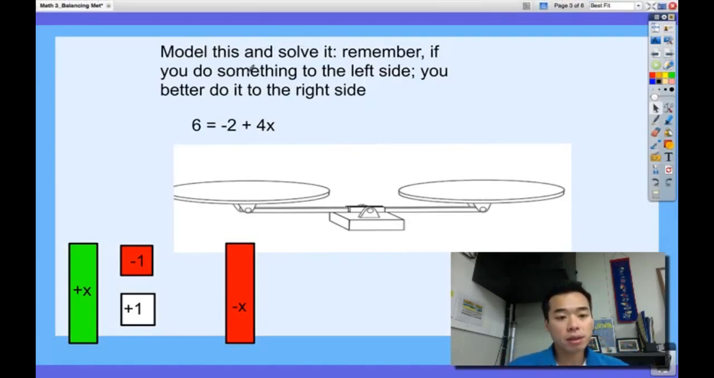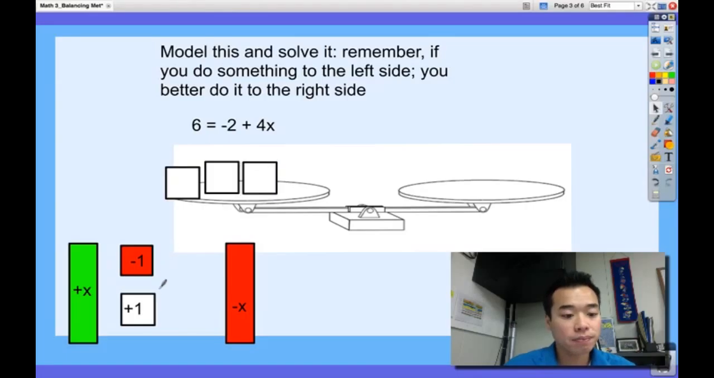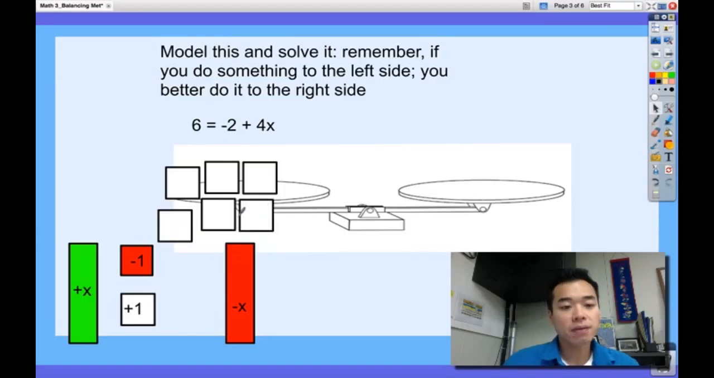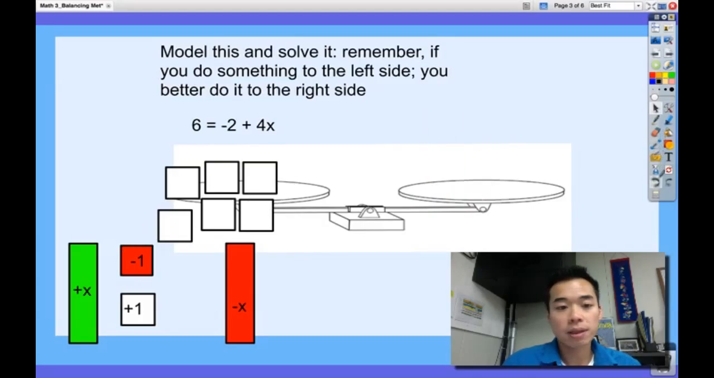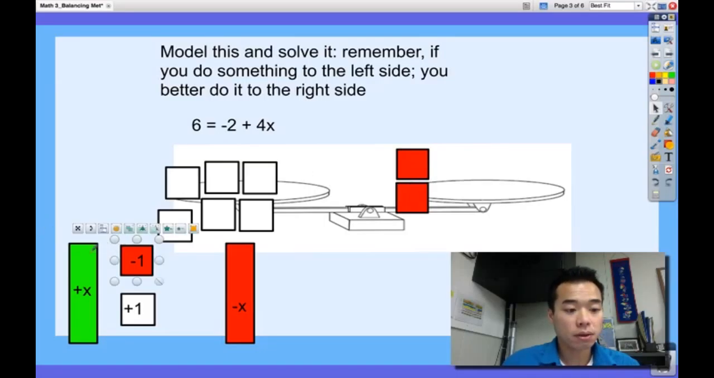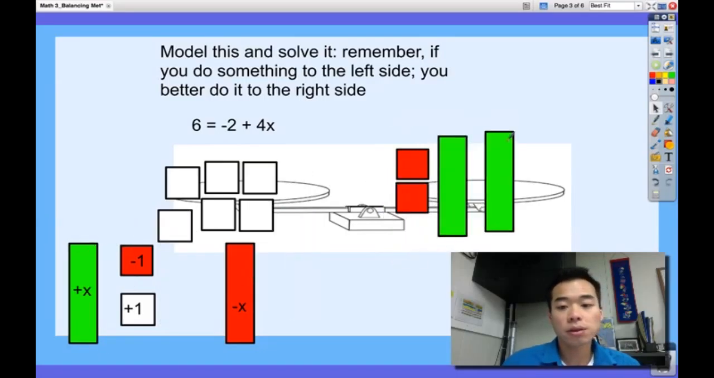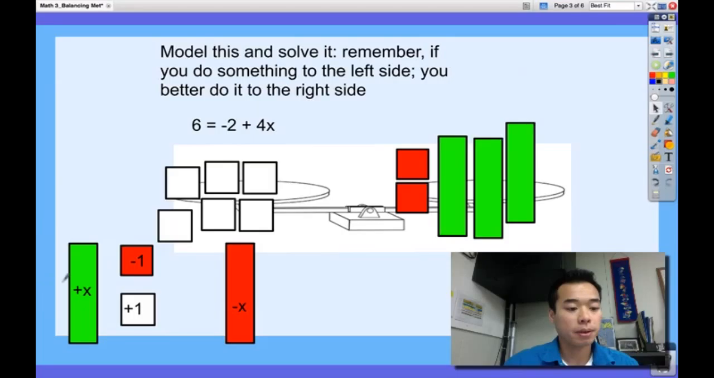So first thing we're going to do is I'm just going to show you how to model this and solve it. We have positive 6 on the left hand side of the equal sign, so put positive 6 right there. That's positive 6, and I have a negative 2x on the right side. So there's my negative 2x. Excuse me, it's going to be negative 2, negative 2 plus 4x. 1, 2, 3, and 4.